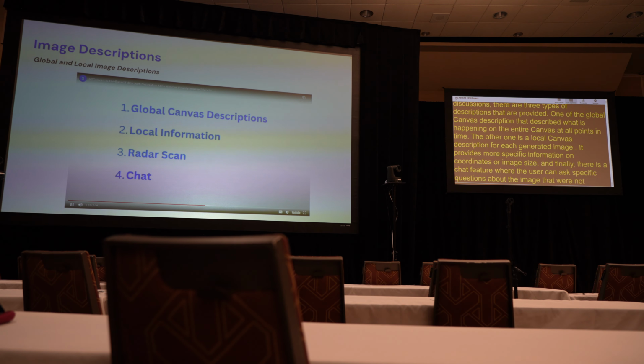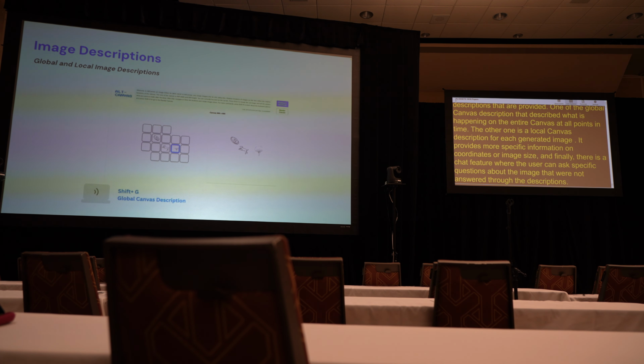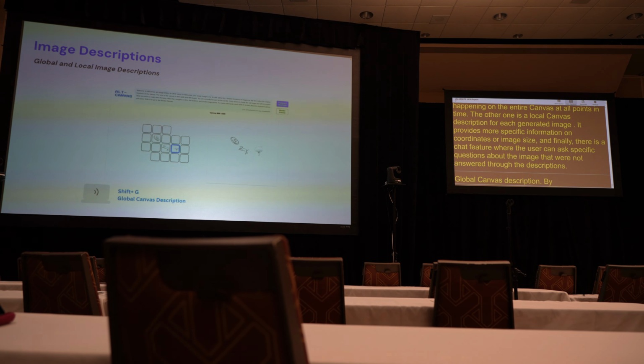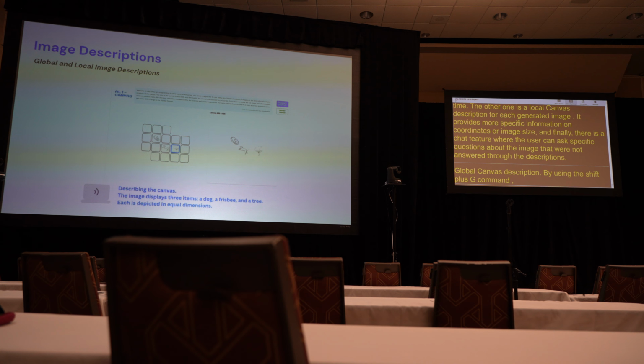Global Canvas Description. By using the Shift+G command, the user activates the Global Canvas Description feature. Describing canvas. Press the escape key to stop me.